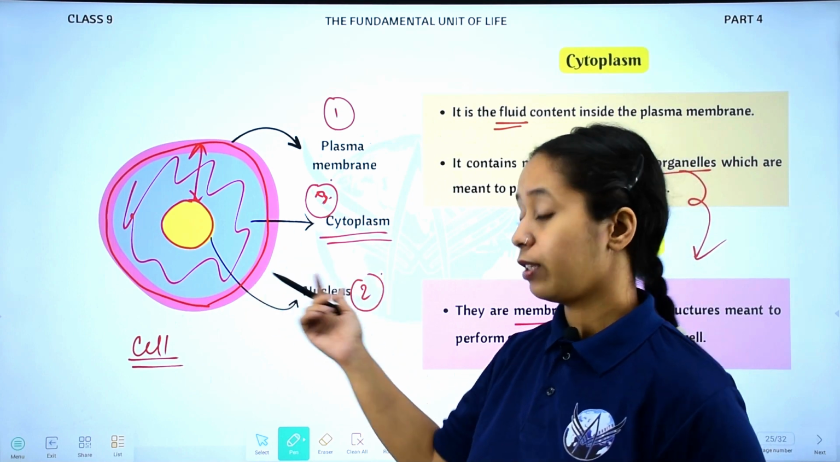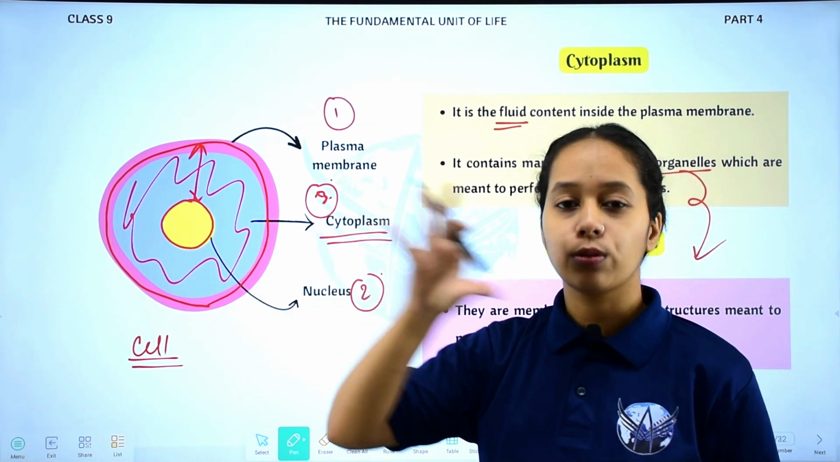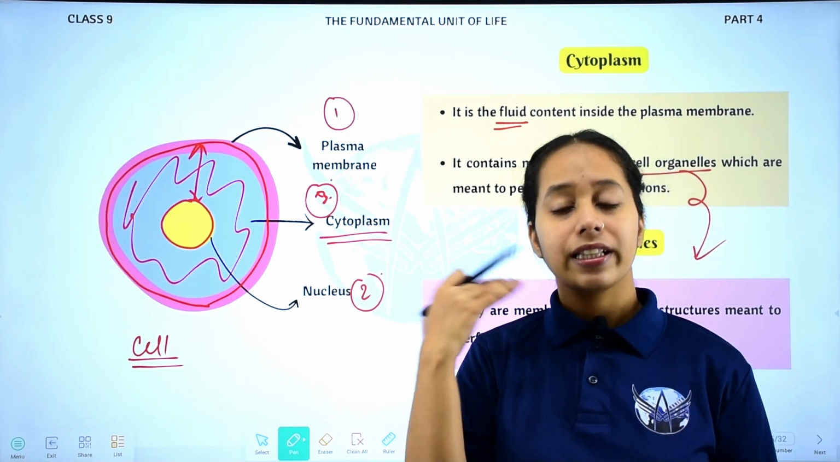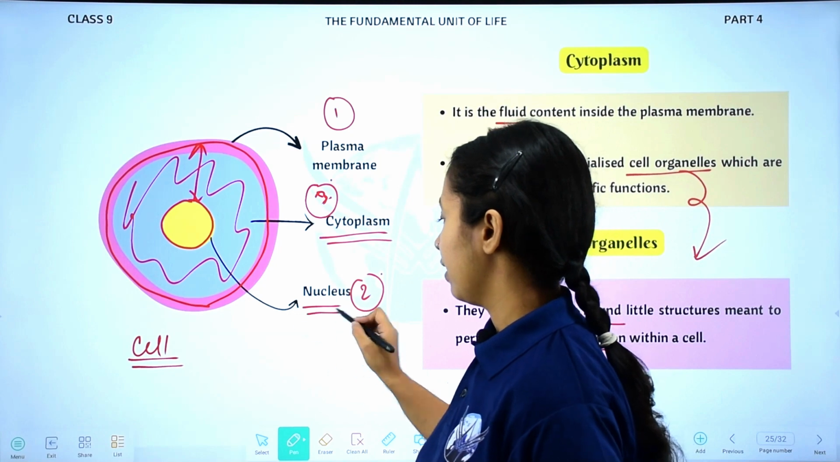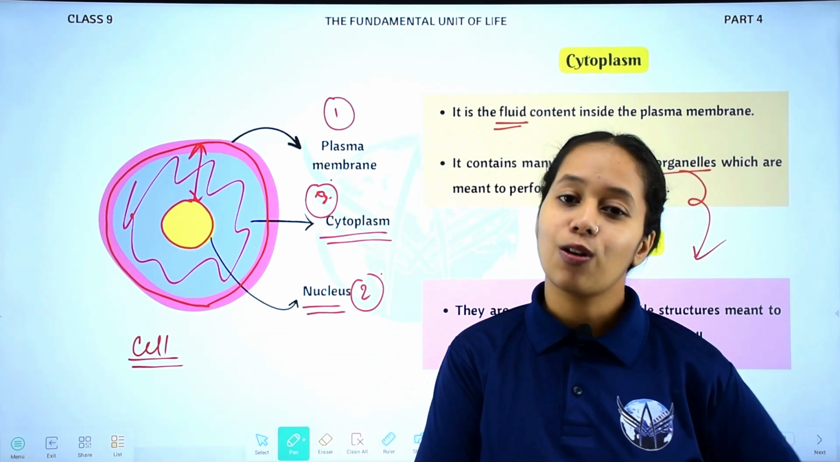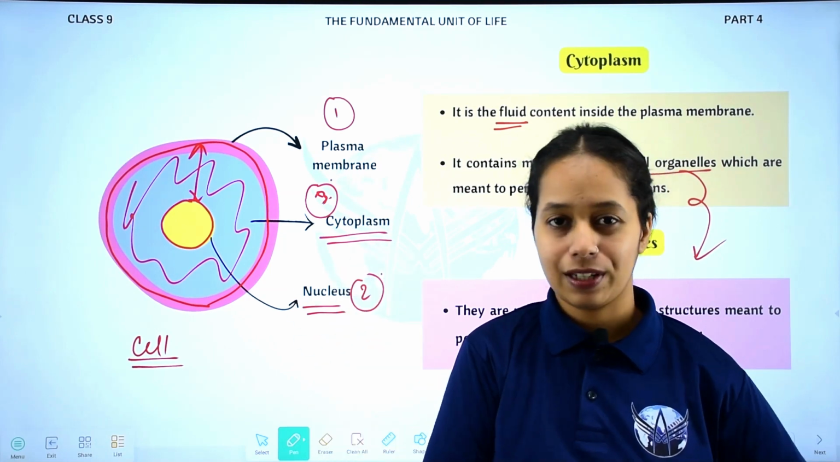Among all these cell organelles, can we say that our nucleus is also one of them? Our nucleus of the cell is also present in the cytoplasm. Nucleus is also floating in the cytoplasm. So in many books or in many sources, you will find that nucleus can also be termed as a cell organelle since it is floating in the cytoplasm.